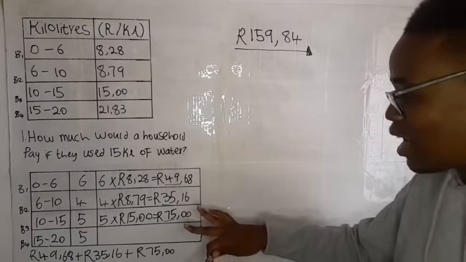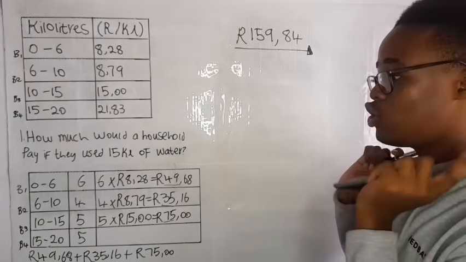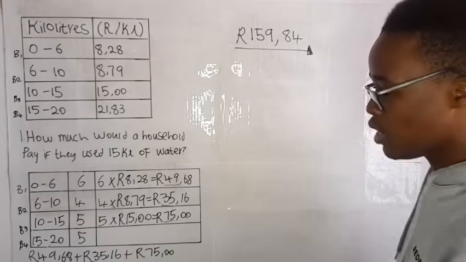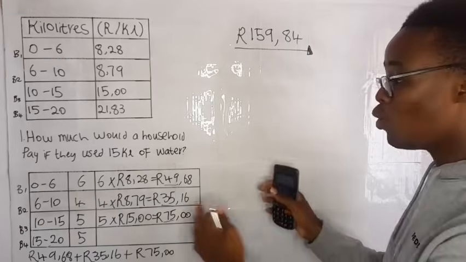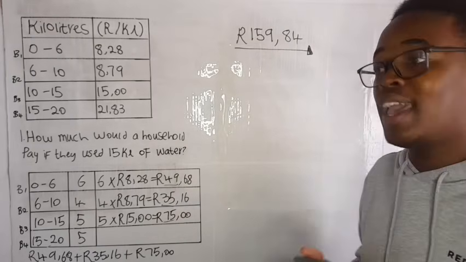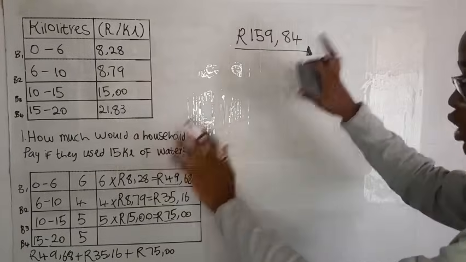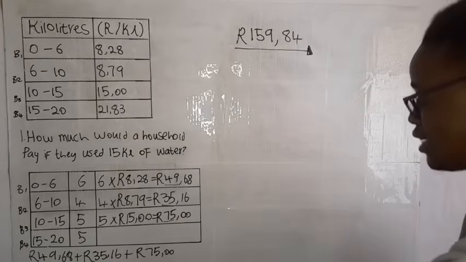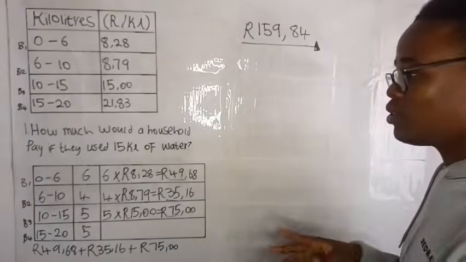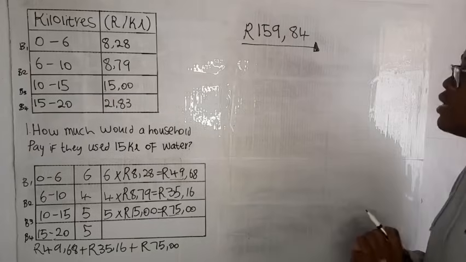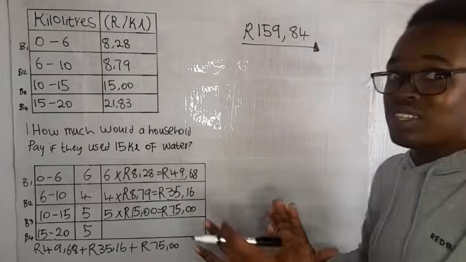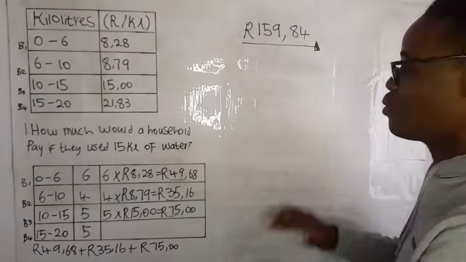So this is the first method that I wanted to show you. There's another method, but I would advise you to use this one because it's more organized, it's in tabular form and it's not confusing. So I'm not going to erase this. I'm just going to write the next method here. Another method to calculate water tariffs is very similar to this one. It's just not as organized as this one.